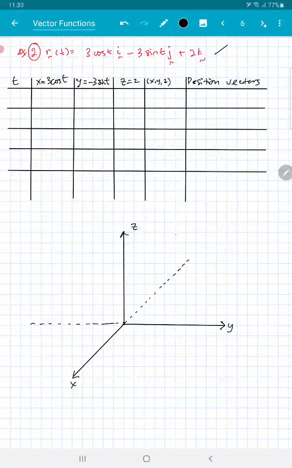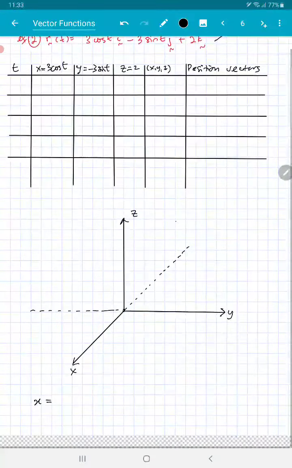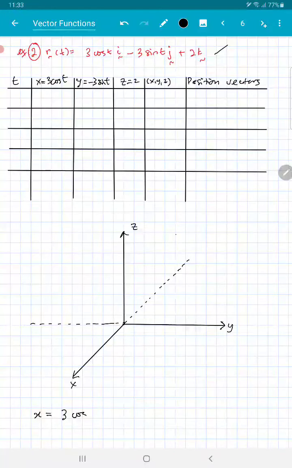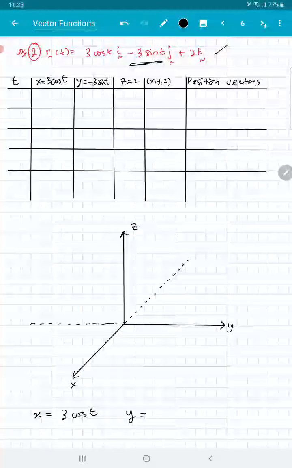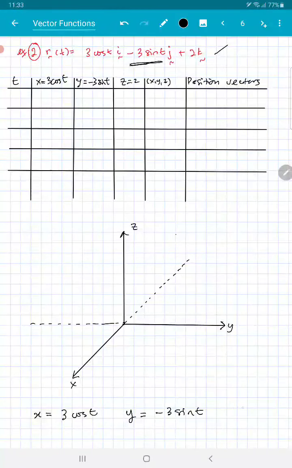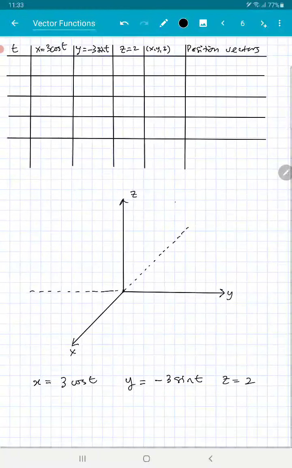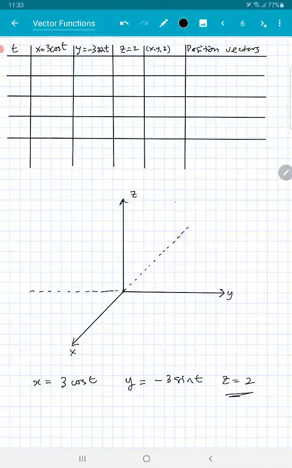Looking at the vector function r, we can see that the parametric equation for x is equal to 3 cos t, while the parametric equation for y is the y component of our vector function r, so that is equal to negative 3 sine t, and the parametric equation for z is 2. So from the set of parametric equations of our vector valued function r, we can see that z doesn't change. z is always 2, but x and y vary.